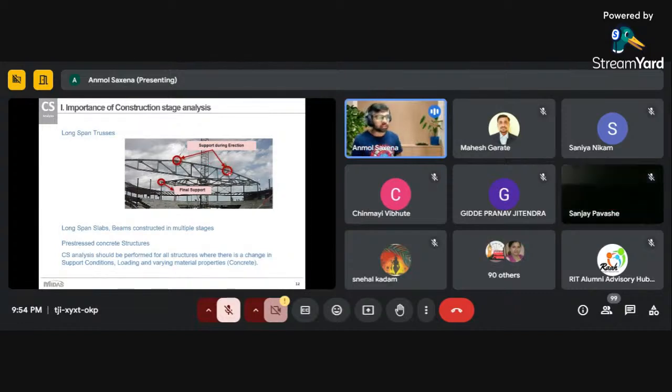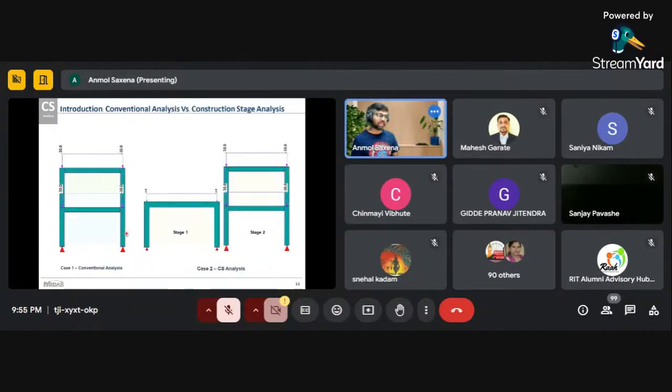So when you analyze this particular truss in this erection position, the force distribution will be totally different. And in that situation, there might be a case in which this beam will be failing. So that is why construction stage analysis is very necessary during the erection, if you want to analyze the structure during the erection process. So this is just an example.